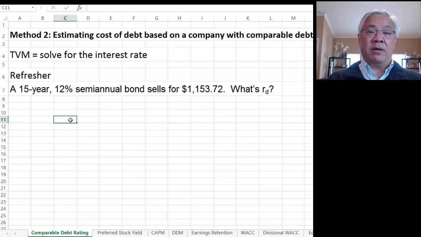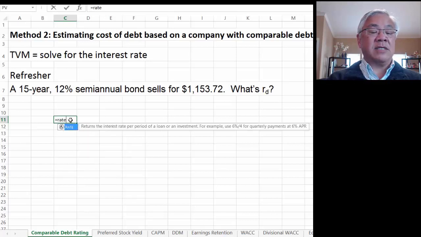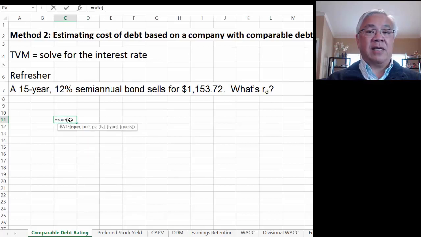I think at this point, everyone's familiar with Excel functions, so go straight to it. So equals RATE. Anytime we solve for a discount rate, we use the rate function. Number of periods, and so it's 15 years, but it's semi-annual, which means there's 2 payments per year, comma. The payments: it's 0.12 interest rate, $1,000 par, and that's semi-annual so divided by 2. Next is the present value. We know that is negative 1153.72. That's the price of the bond. And the future value is the face of the bond, which in this case is 1,000. And that's what we do. So that rate is 5%.